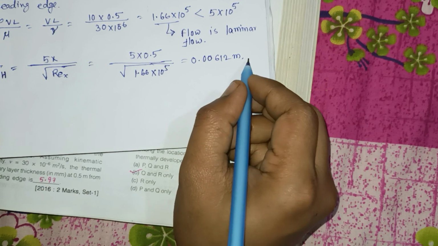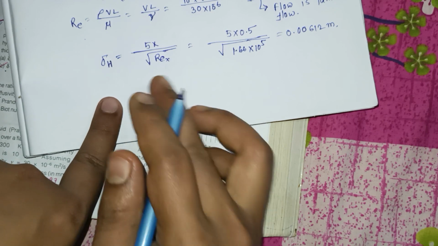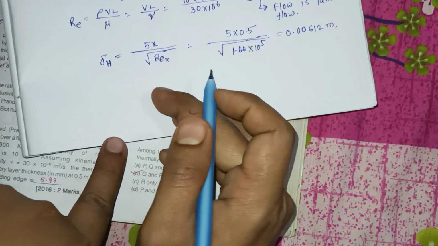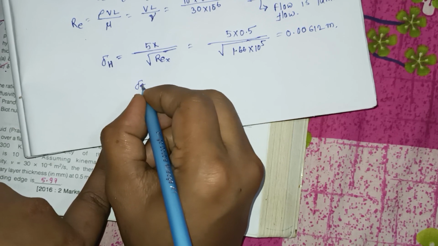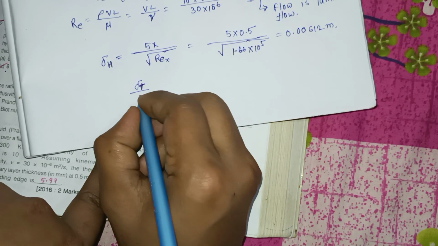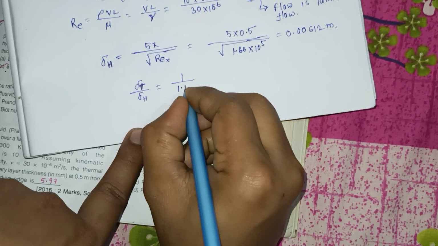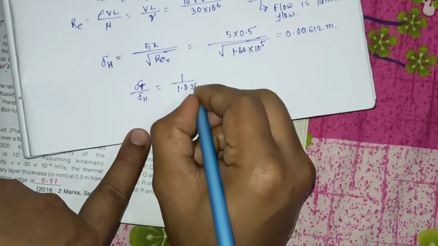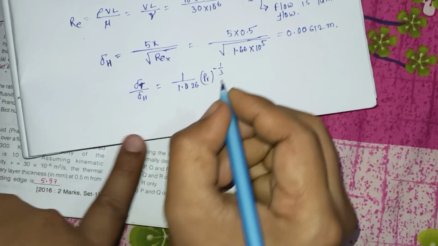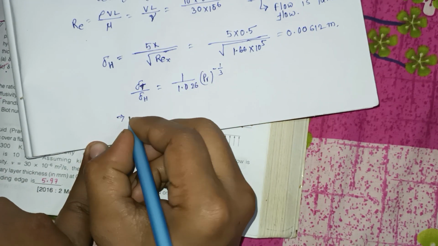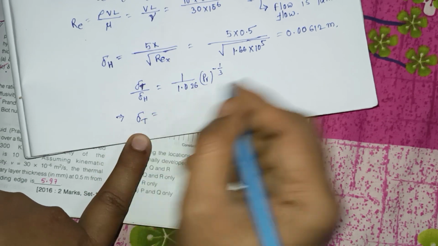Okay, now one relation is there between thermal boundary layer thickness, hydraulic boundary layer thickness and Prandtl number. There is a relation: delta T, the thermal boundary layer thickness, by the hydraulic boundary layer thickness, is equal to 1 by 1.026 Prandtl number to the power minus 1 by 3. From here you have to find out the thermal boundary layer thickness.